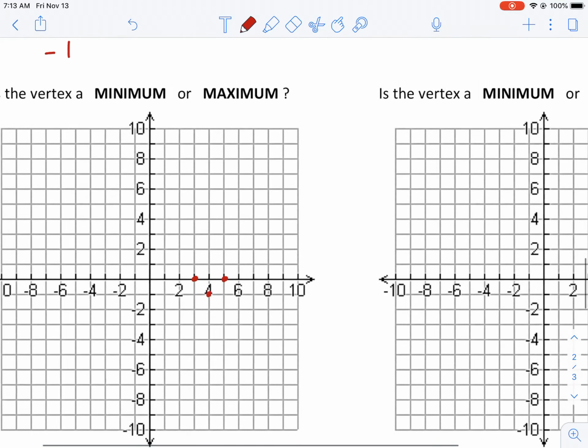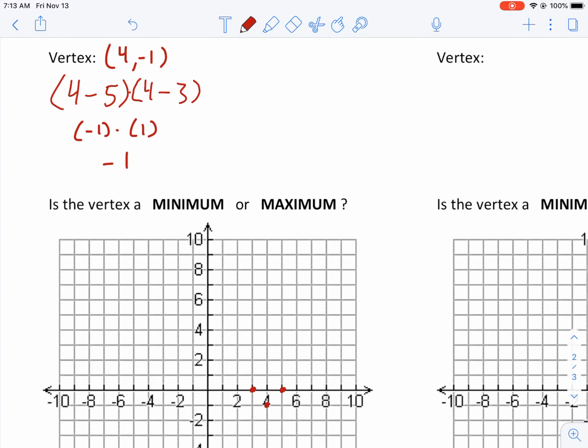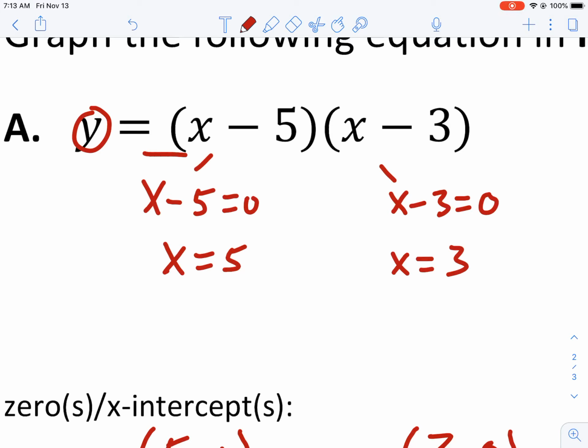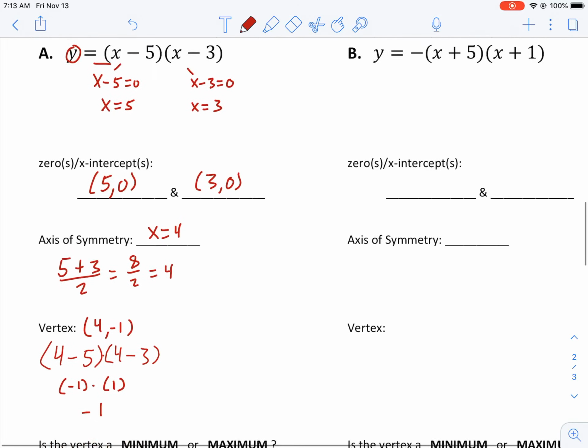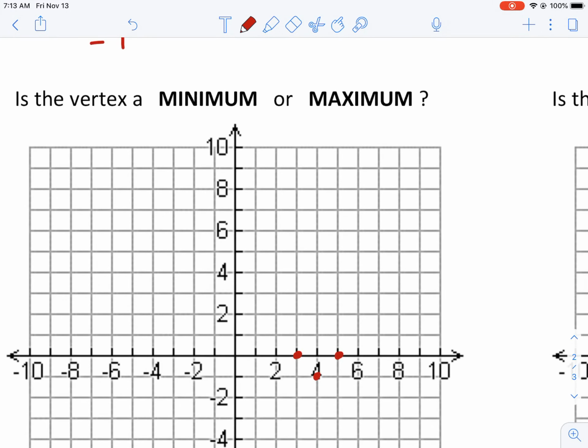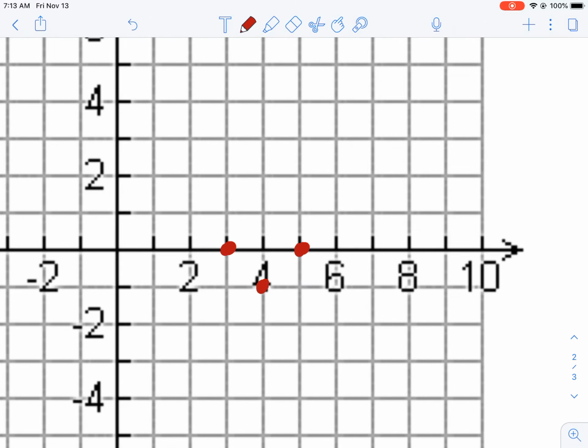Now, is the vertex a maximum or minimum? Again, there's two ways to tell. The first way is looking at your A value. Our A value is 1. We don't have an A in the equation, but we still have an A value, and it's positive. Positive means going up. This is the exact same thing as in standard form. It's going up, so therefore the vertex is going to be a minimum. However, you could also tell that by looking at the graph. If the vertex is below, then you know your U has to be like that, so it's a minimum.